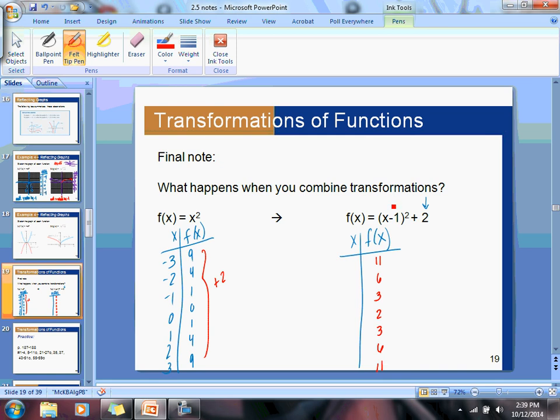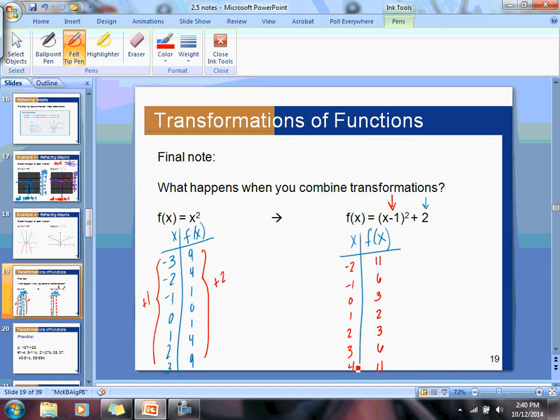And then this x minus 1 squared. Remember, when that operation is inside the parentheses with the x, it's kind of doing the opposite. So that subtracting 1 means that the graph is actually going to move to the right 1 unit. So that means I'm going to take all of my x values and I'm going to add 1 to them. So then I would start at -2, -1, 0, 1, 2, 3, 4.